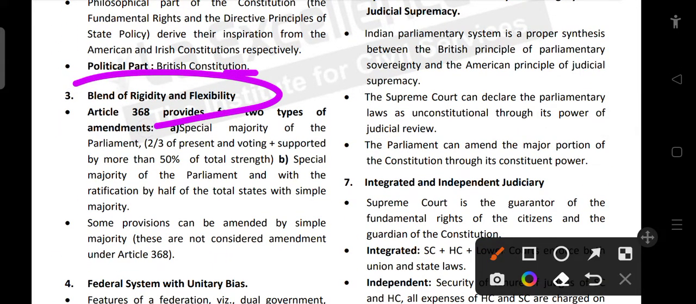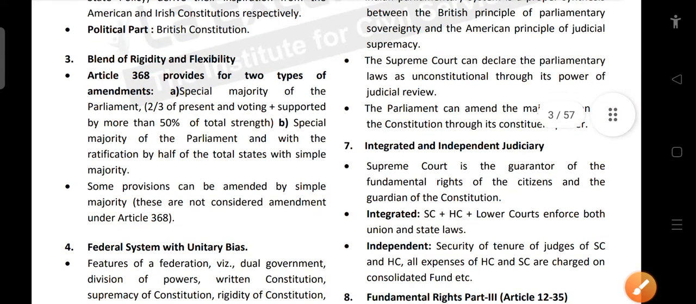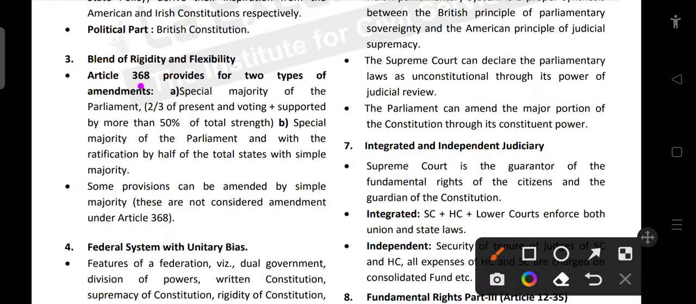And the next feature is the blend of rigidity and flexibility. Article 368 provides for two types of amendment. So our constitution is a blend of both rigidity and flexibility. We cannot amend it so easily. At the same time, if there is need due to evolving human society, we can amend it also. As per Article 368, we can amend them.